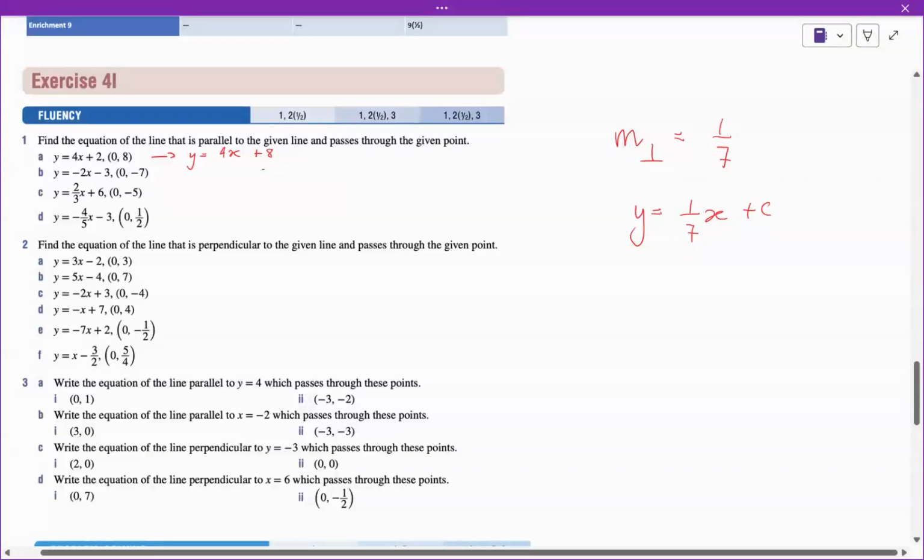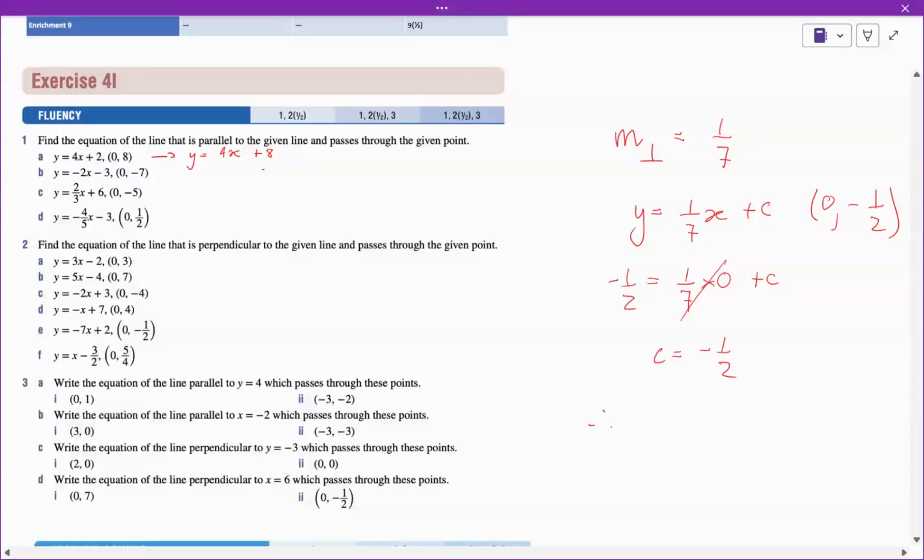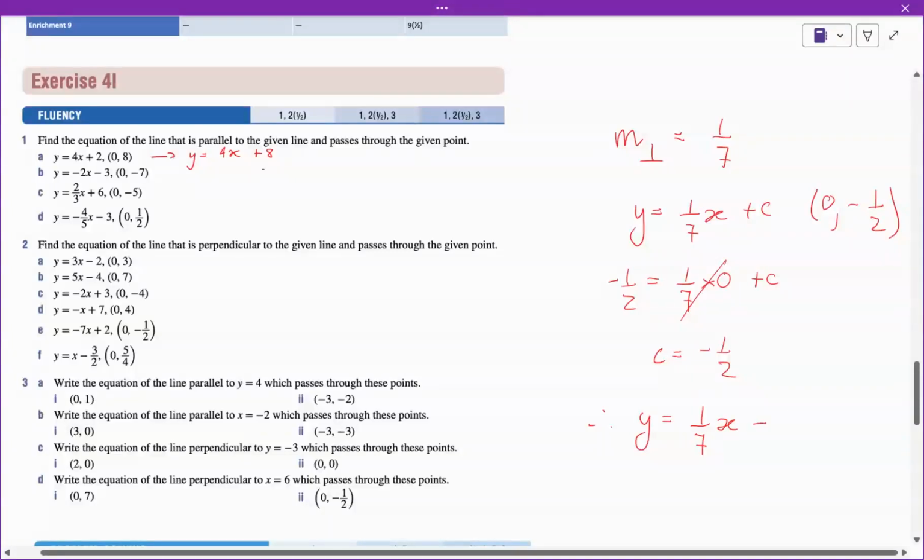Now we're also passing through the point (0, -1/2). So let's substitute that in. -1/2 is equal to 1/7 times 0 plus c. That goes away, and we're left with c equal to -1/2. So therefore my line is y equals 1/7x minus 1/2.